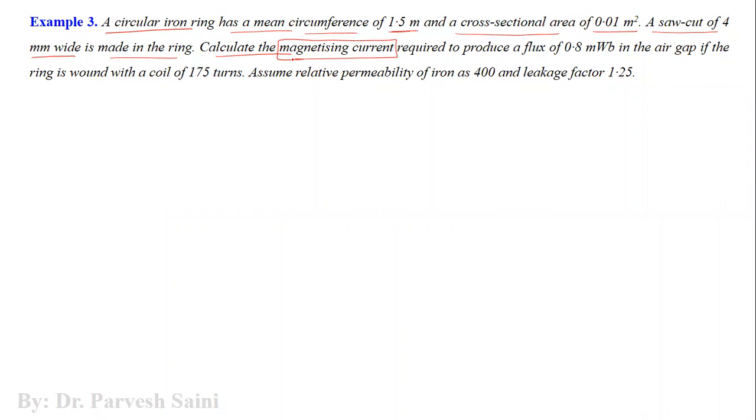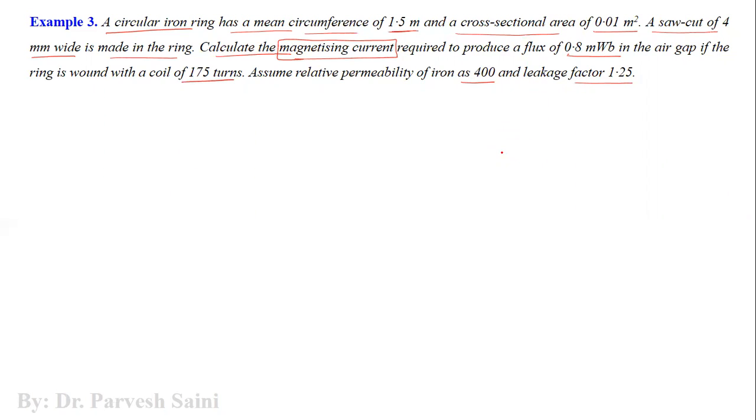That means simply we have to find out the value of current which magnetizes the whole iron ring and produces the flux in the air gap and the flux of 0.8 milliweber. And the number of turns are also given for the coil, and the relative permeability is also given, and the leakage factor is also given. So that means in this particular case, we are not ignoring the leakage flux, right?